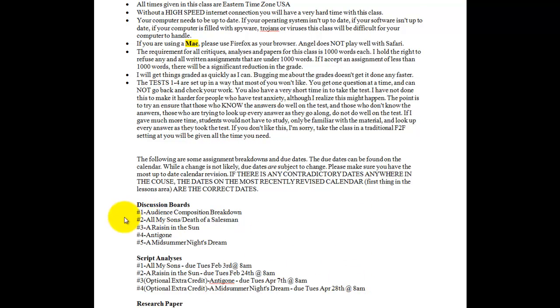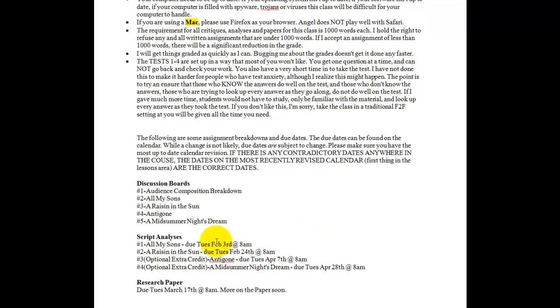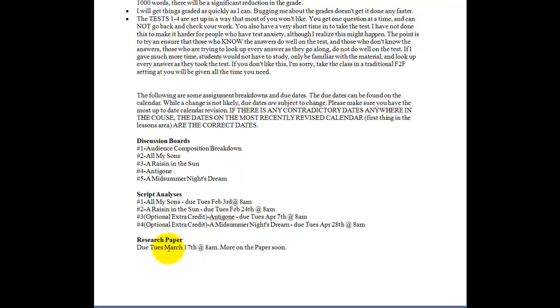So anyway, the discussion boards, and I should get rid of that because that's not true any longer. The discussion board breakdown is the first discussion board is about audience composition, and then the second one's about All My Sons and A Raisin in the Sun, Antigone, and A Midsummer Night's Dream. The script analyses, the two that are required, are All My Sons and A Raisin in the Sun. They have due dates and times, and the optionals are Antigone and A Midsummer Night's Dream. They also have due dates and times. The research paper is due March 17th at 8 a.m. and you will have more on the paper soon.